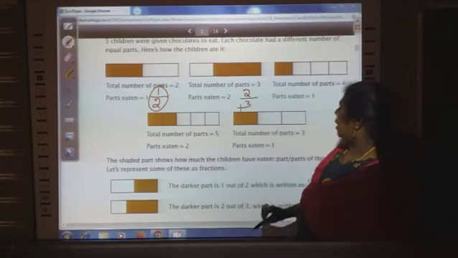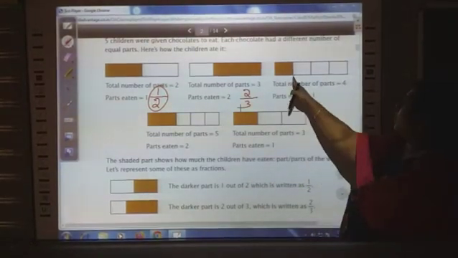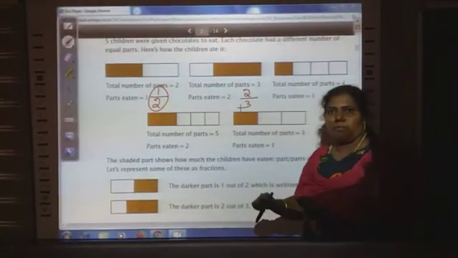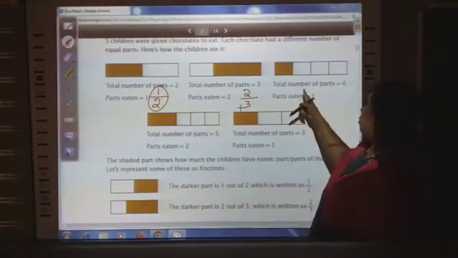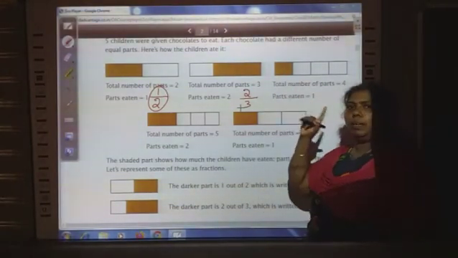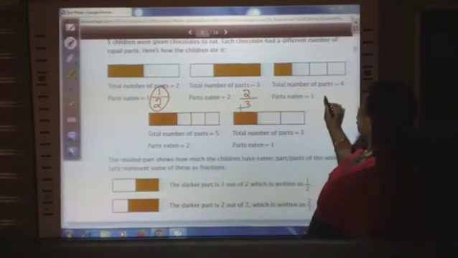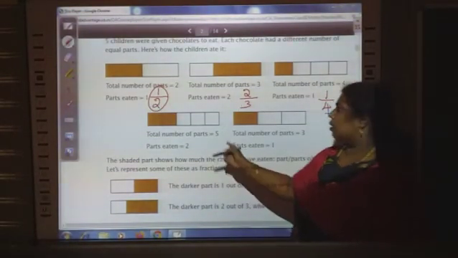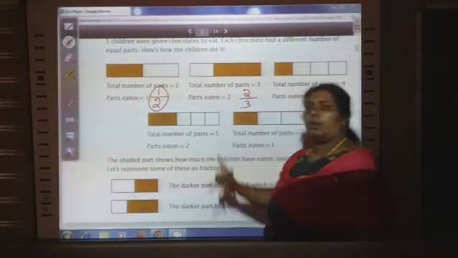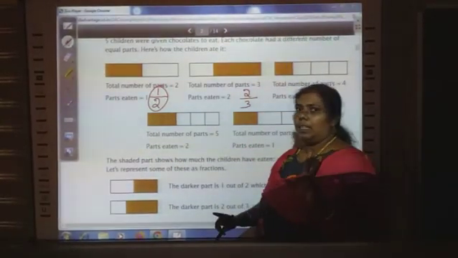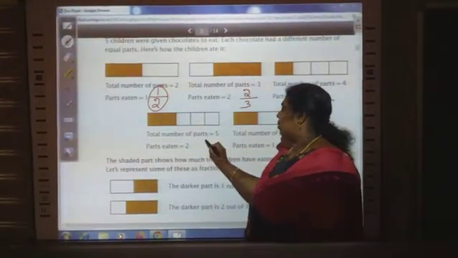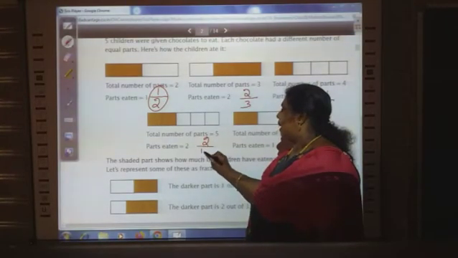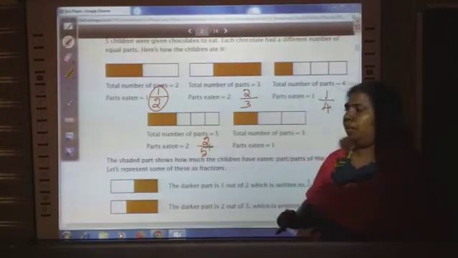Isn't it? Yes. Next, the chocolate is divided into 4 parts, right? 4 parts, but how many parts eaten? Only 1 part. So how can we write the fraction? 1 divided by 4. Here you check, the chocolate is divided into 5 parts. The parts eaten are 2 parts. So what is the fraction? 2 divided by 5. 2 divided by 5.